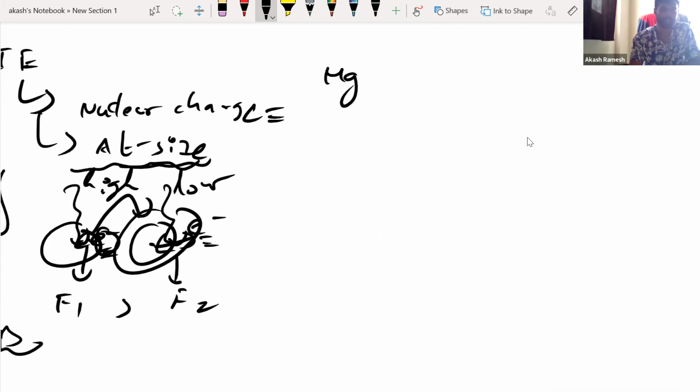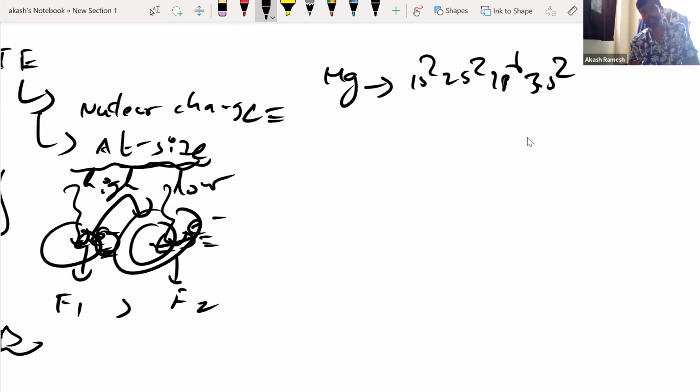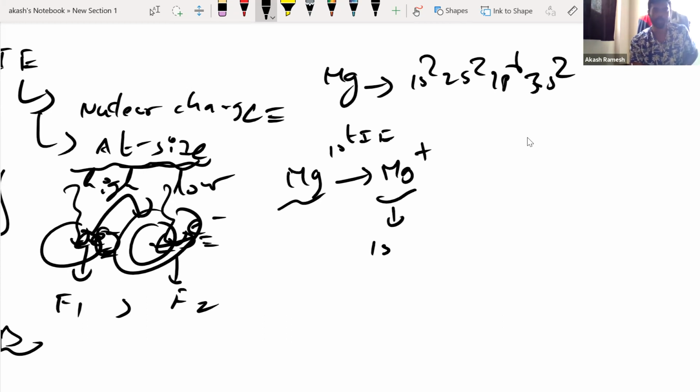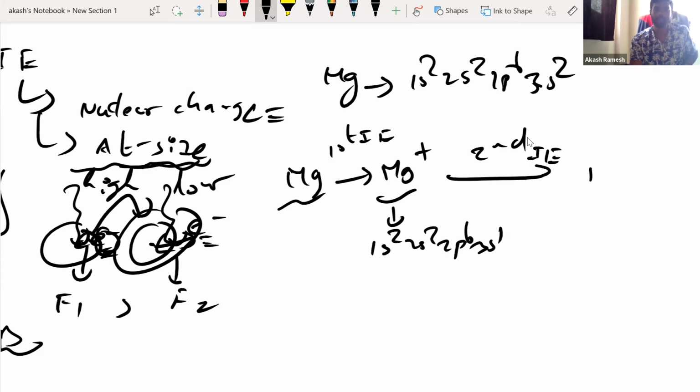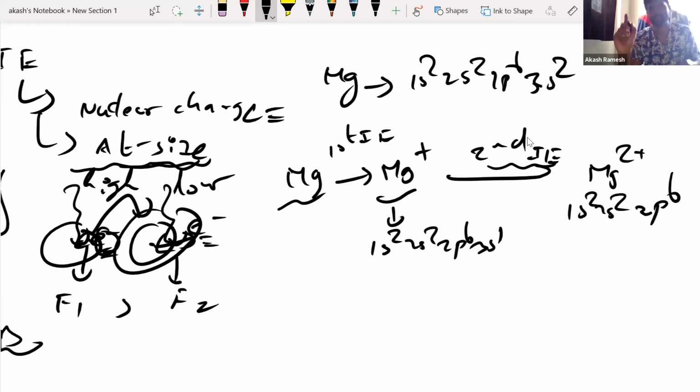Say magnesium, if I take, I already said that I'm going to have 1s2, 2s2, 2p6, 3s2. Say now Mg becoming Mg plus. Now in this case, I have to apply the first ionization energy. Mg plus would have 1s2, 2s2, 2p6, 3s1, and going from Mg plus to Mg2 plus, I have to supply the second ionization energy. In this case, the configuration would become 1s2, 2s2, 2p6.